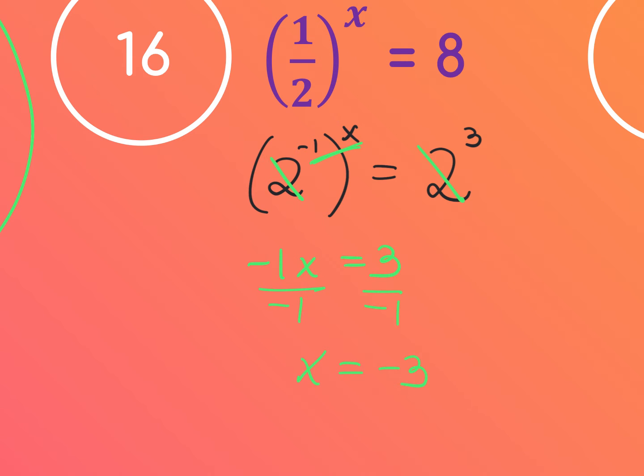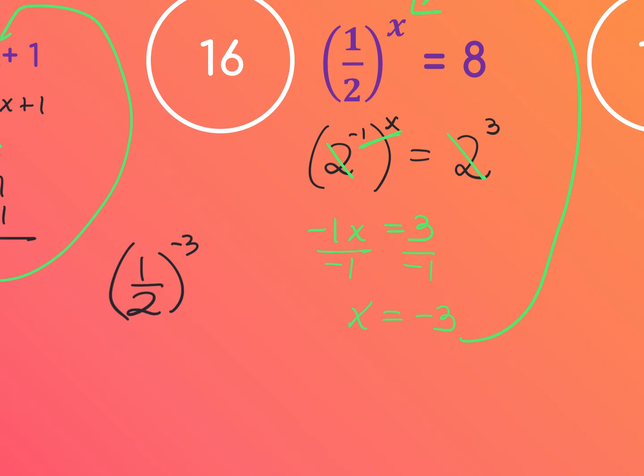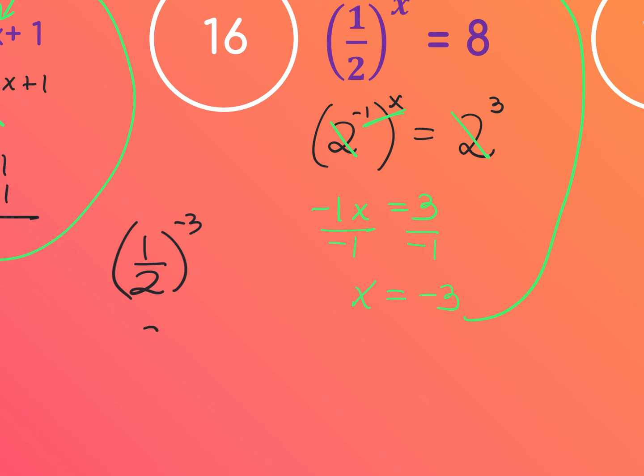Again, let's test it out. If I go back up and plug in negative 3 over here on the 1/2, remember, whenever you have a fraction raised to a negative exponent, think reciprocal. Flip it, make it positive. I can simplify 2 over 1, make it 2. 2 to the 3rd power equals 8, and that's what I wanted it to equal. So again, whenever you get whatever x equals, you can plug it back in.